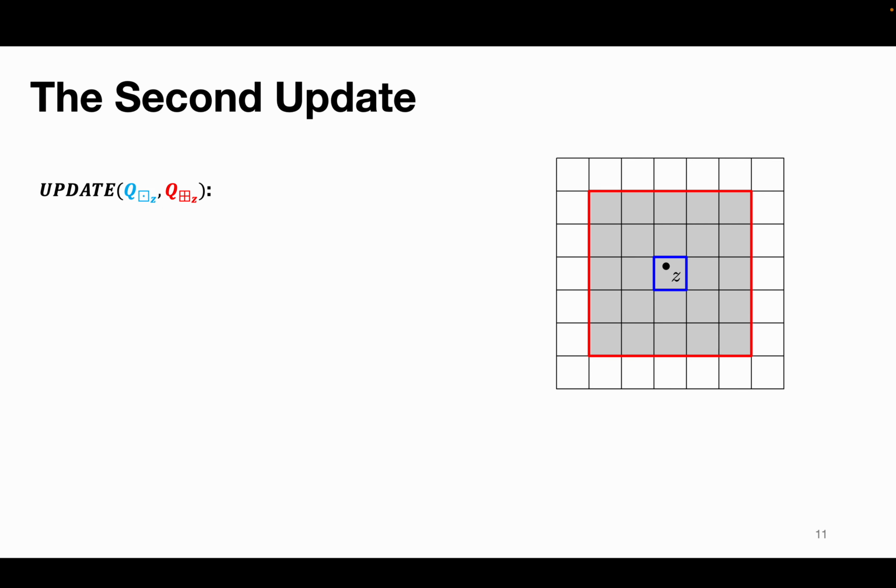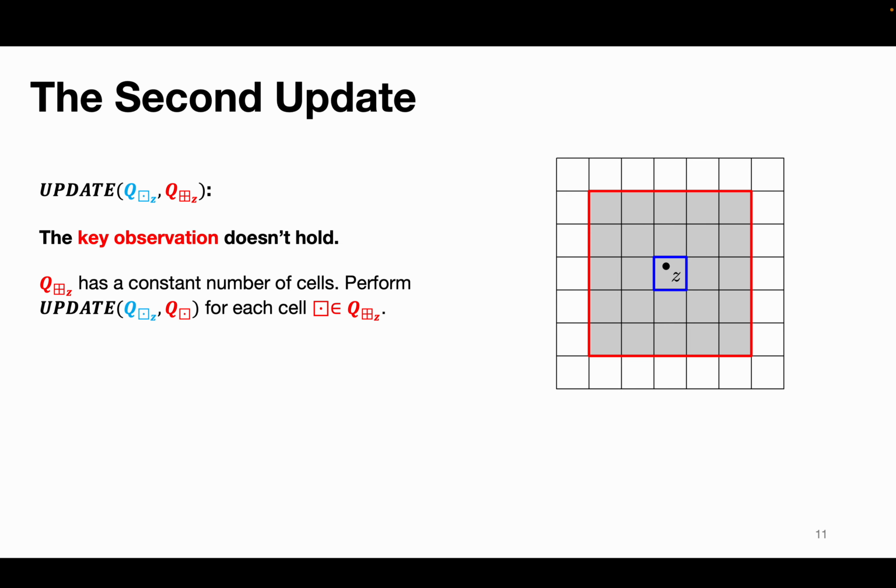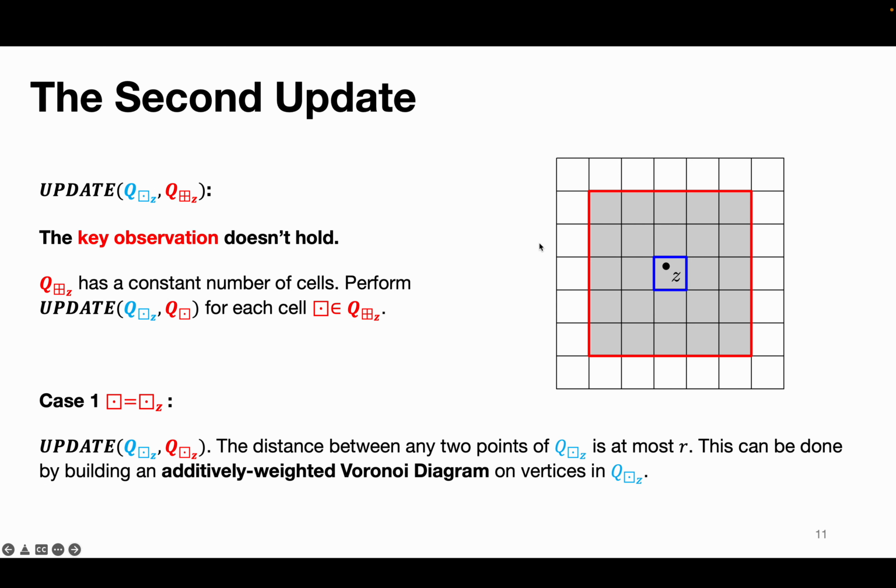And in the second update, the key observation doesn't hold. But we have another observation that this big red square had a constant number of cells. So we can perform the update subroutine for each cell in this big red square. And so we have two cases.